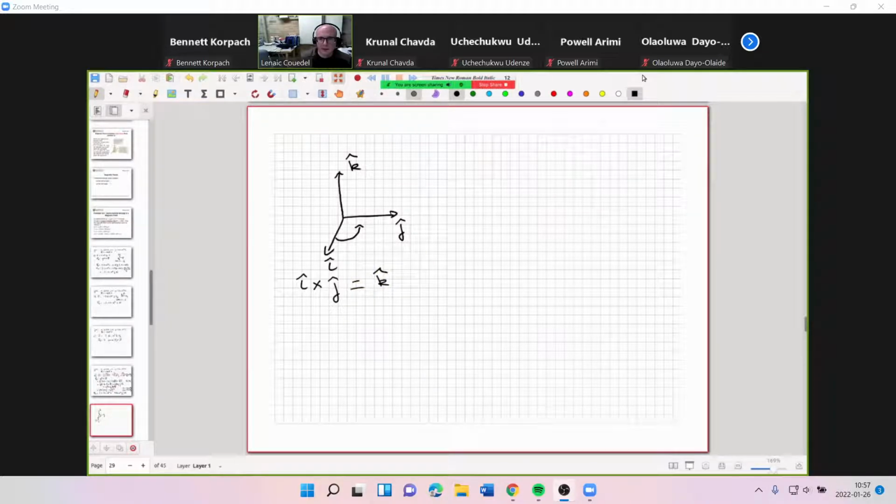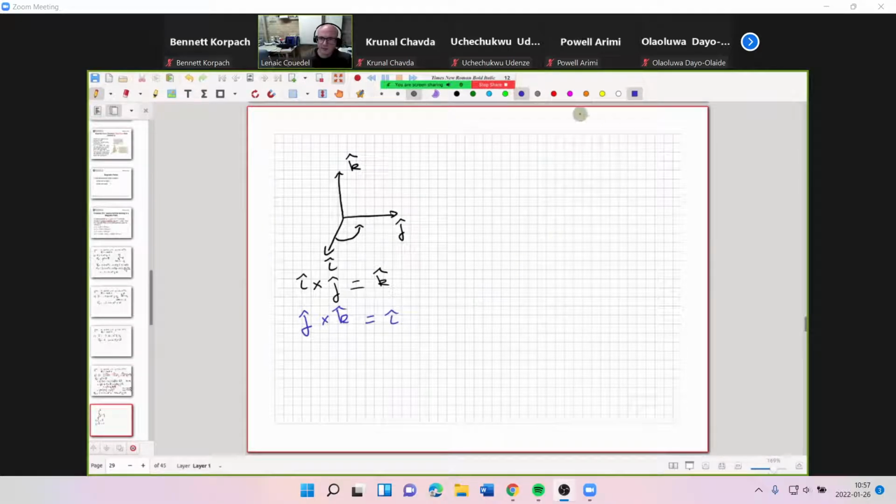Now if I cross J hat with K hat, I have my hand pointing toward J hat, I curl my fingers toward K hat, and you see my thumb is pointing towards me, toward I hat. So J hat cross K hat gives I hat, just with the right hand rule. Finger pointing toward J, curling towards K, thumb pointing towards me, so on I hat.